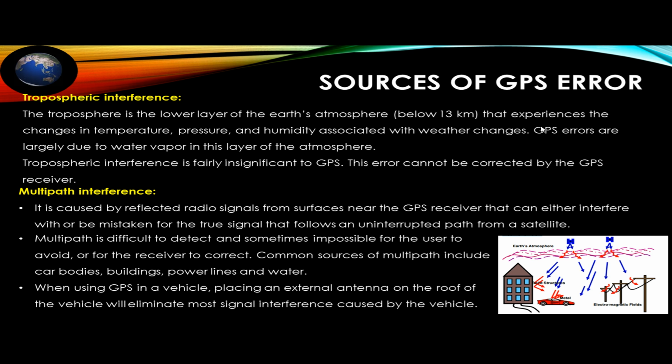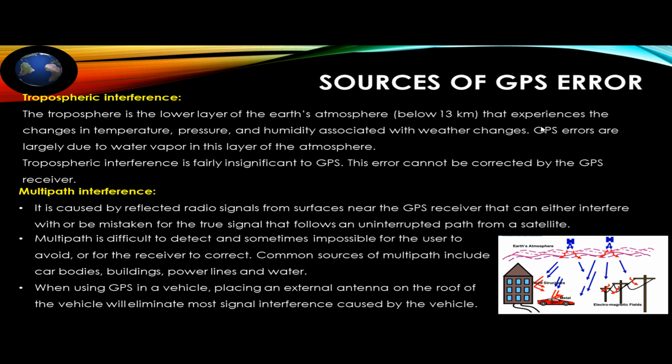Next is the tropospheric interference. Like the ionospheric one I mentioned, tropospheric also comes under it. The tropospheric layer is below around 13 kilometers. It experiences changes in temperature, pressure and humidity, all related to the climate of the atmosphere. You can say the minimum and maximum temperature over the Earth's surface, the pressure of the air, and humidity, these things can be taken care of.